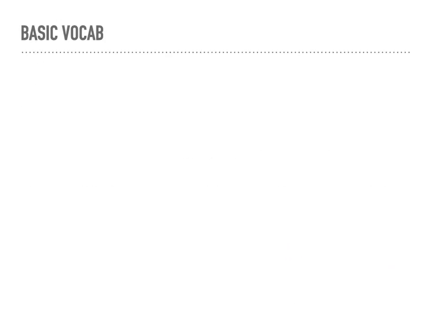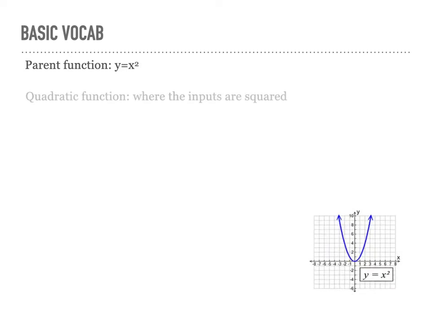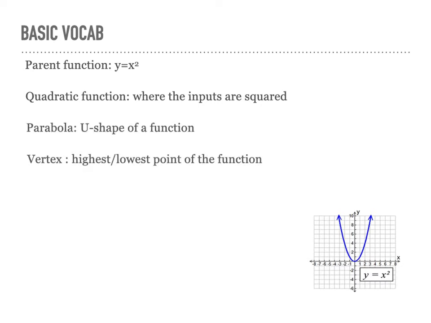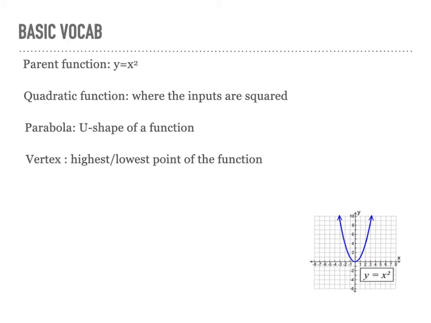Before we start, let's start with some basic vocabulary. The parent function is the simplest function of a function family, in this case the quadratic formula, which is y equals x squared. A quadratic function is where the inputs are squared, thus making that U shape. If the inputs weren't squared, it would just be a regular linear function. And a parabola is the U shape of a function. And last but not least, the vertex is the highest or lowest point of the function.